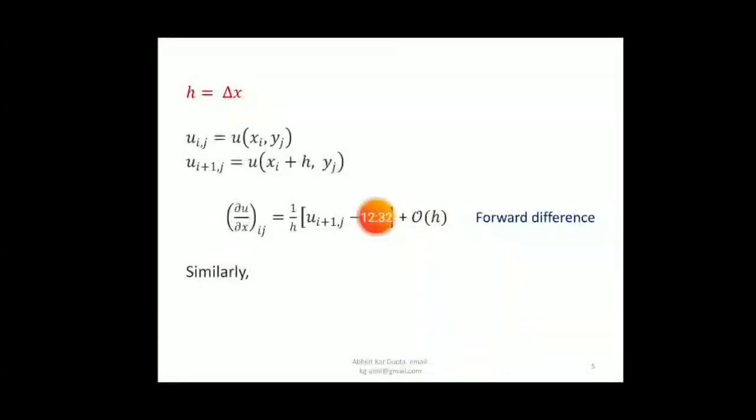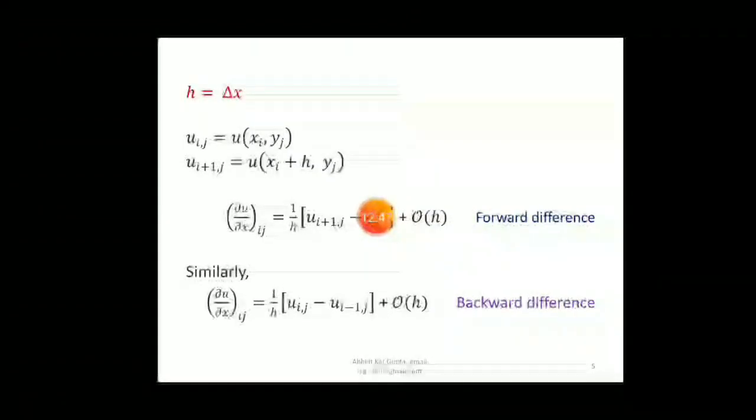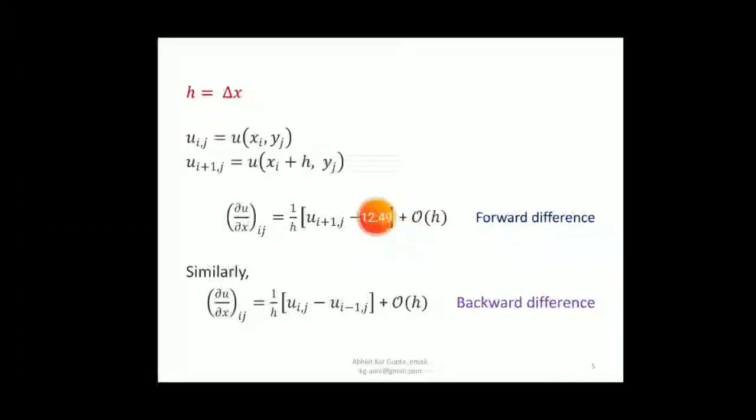Next, similarly, you can find del u del x in a slightly different way: u ij minus u i minus 1, j, plus order h. This is called the backward difference formula. What is the difference?